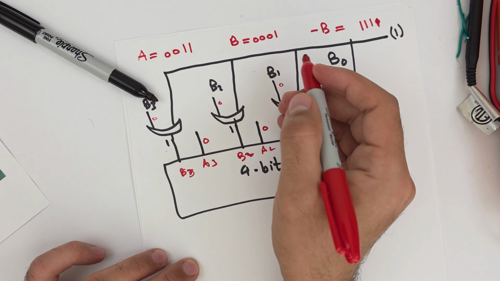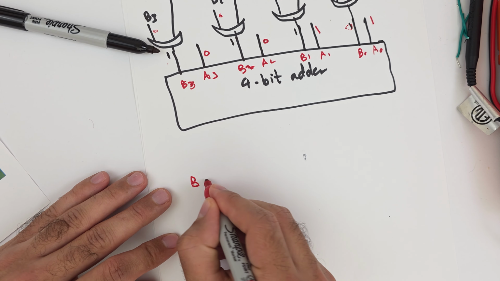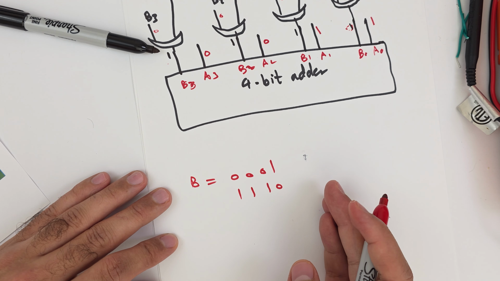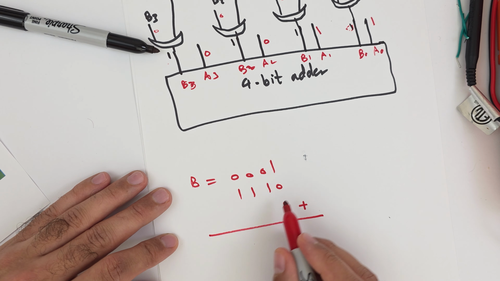Because let me take this value, B here. B is equal to 0, 0, 0, 1. The first step is to do negation, right? So it is going to be 0, 1, 1, 1. But this is not the 2's complement. This is the first complement. So if you want to do the 2's complement, you need to add here 1. So 0 plus 1 is going to be 1. That's why we need to add here 1.